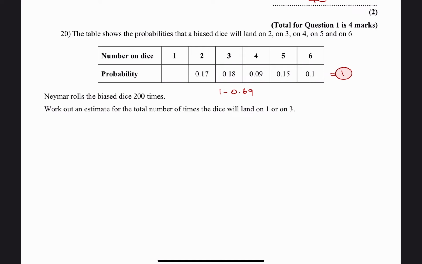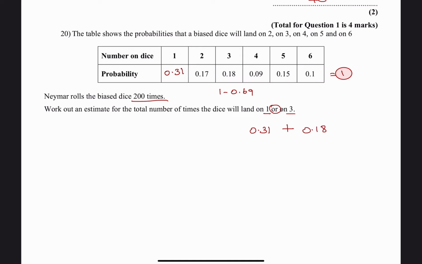One take away that, what's that give you? 0.31. That's my answer on this one. But they rolled it 200 times. They want to land on 1 or 3. What is the probability of landing on 1? It is 0.31. Or means plus. Remember, or means plus 3. What is 3? It is 0.18.